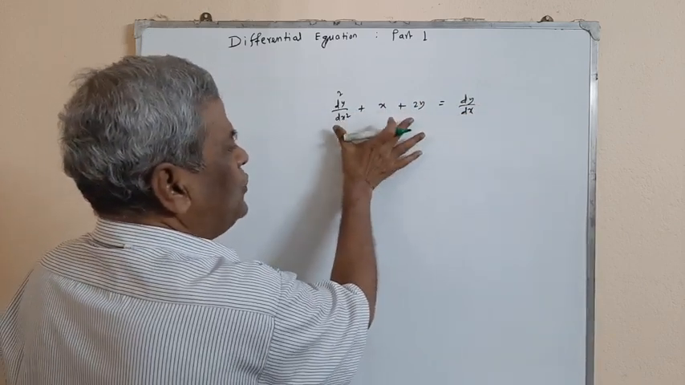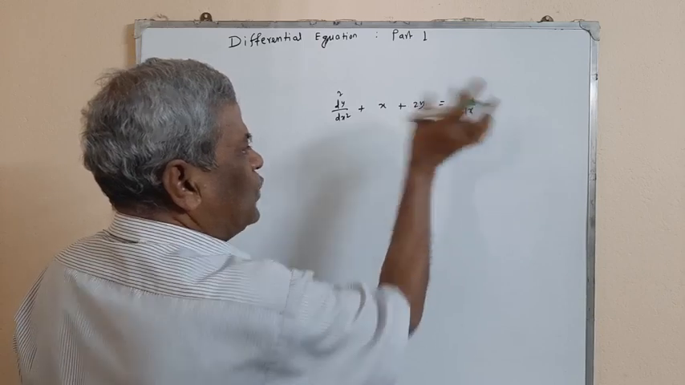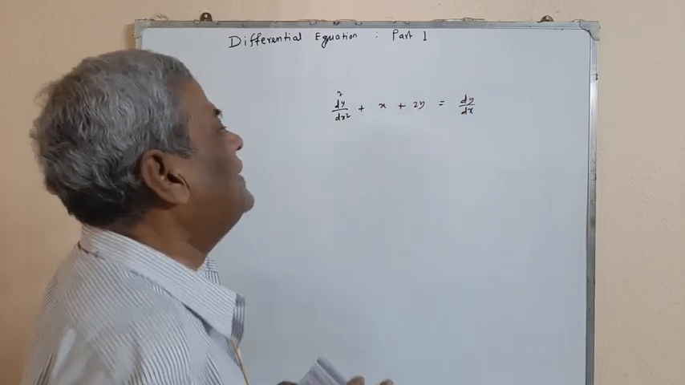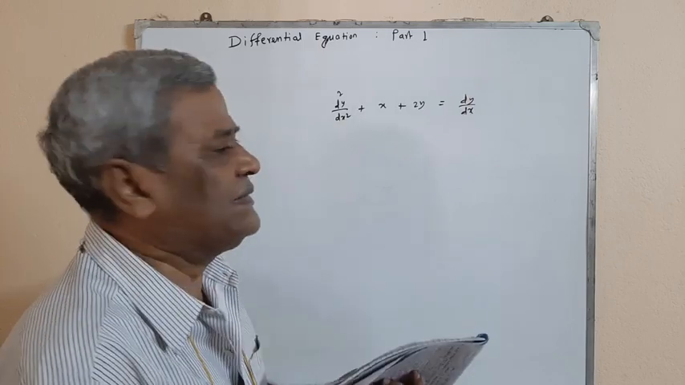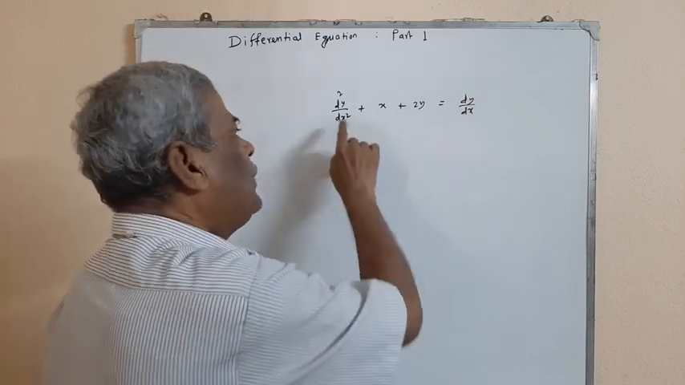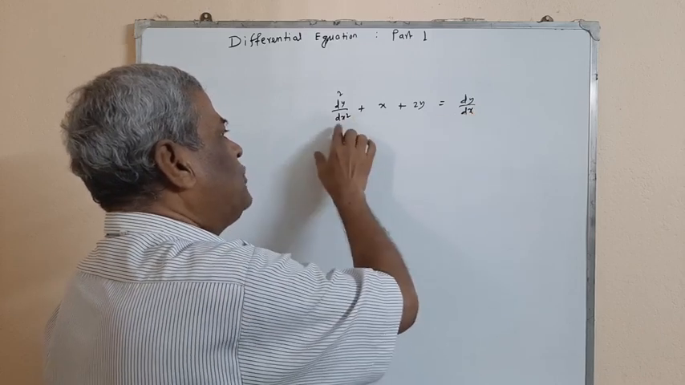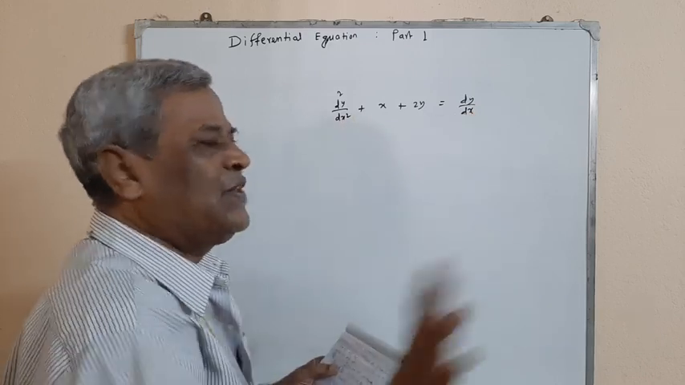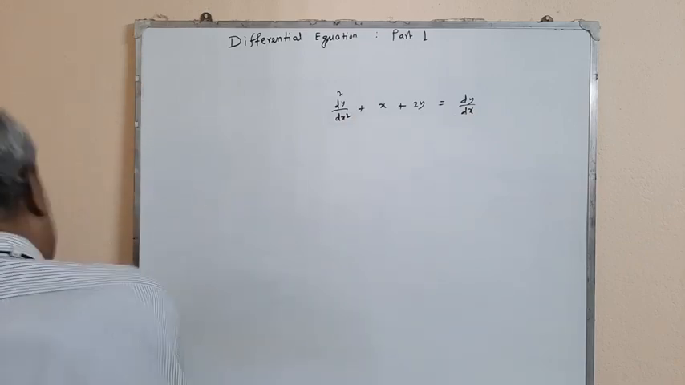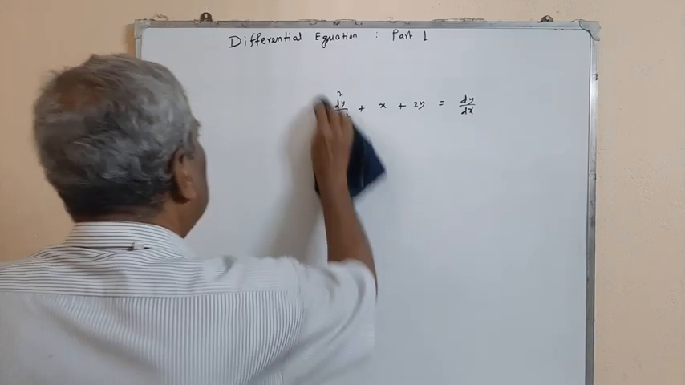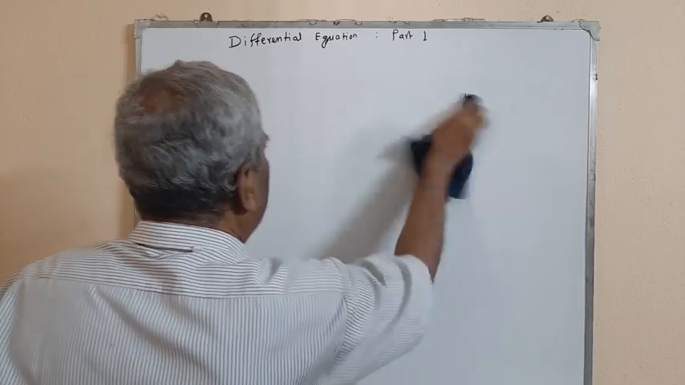This is an equation because two expressions are equal, and in that equation at least one derivative is present. In fact, here two derivatives are present, dy/dx and d2y/dx2. So it is a differential equation, number one. Then number two is, what is the solution of a differential equation?